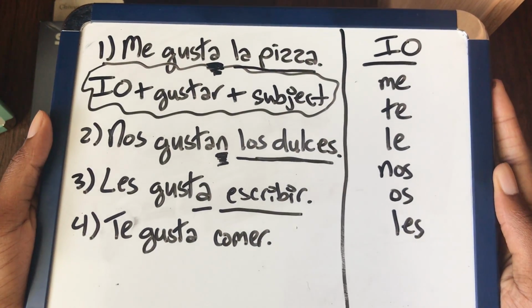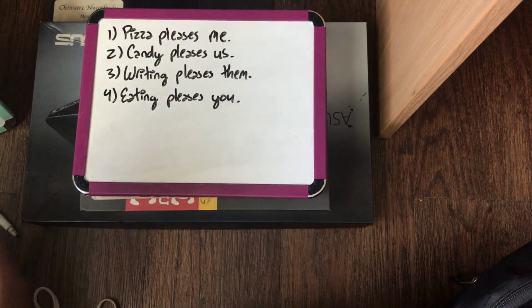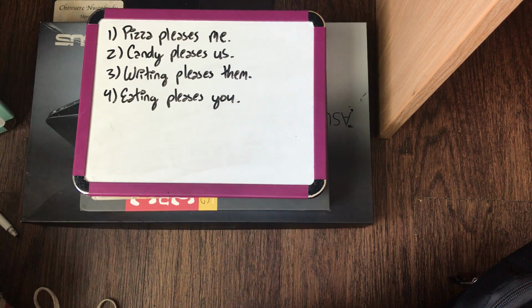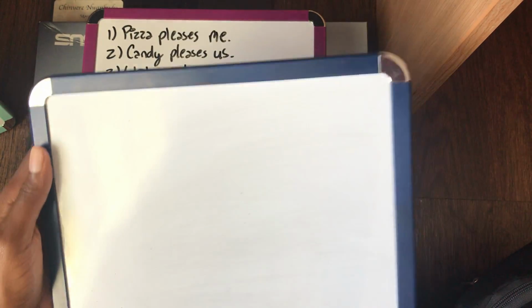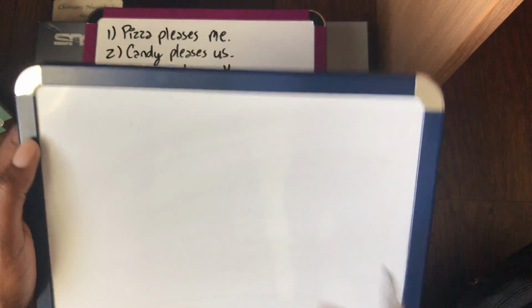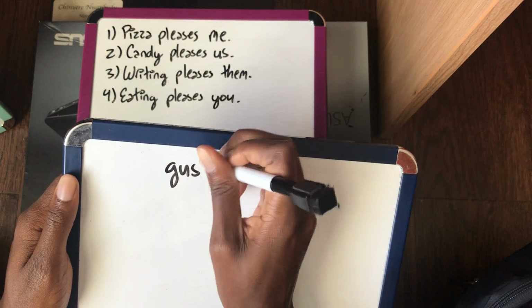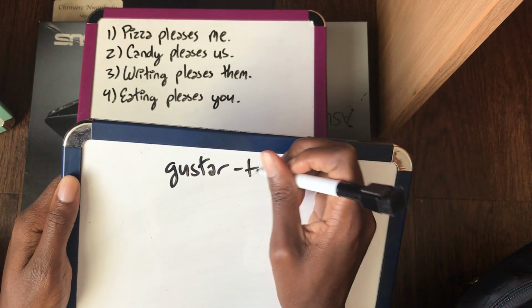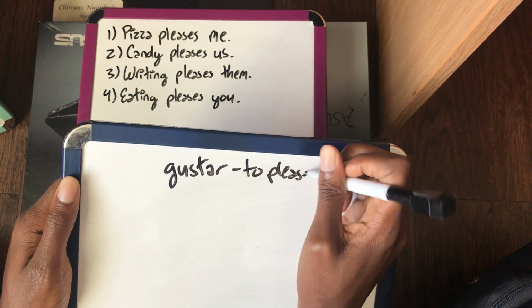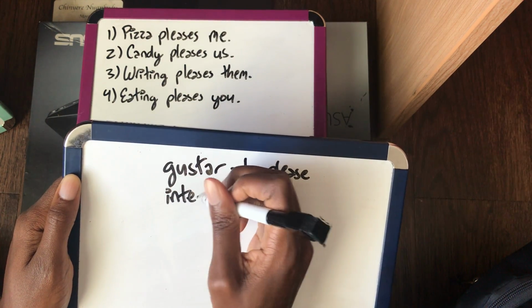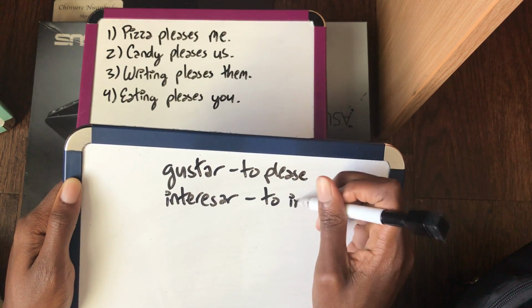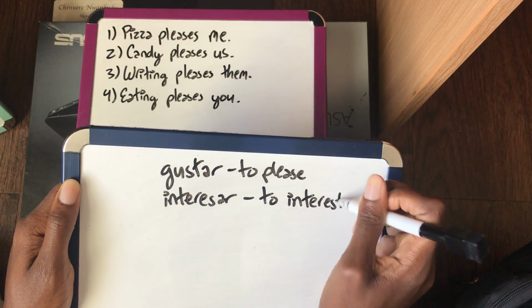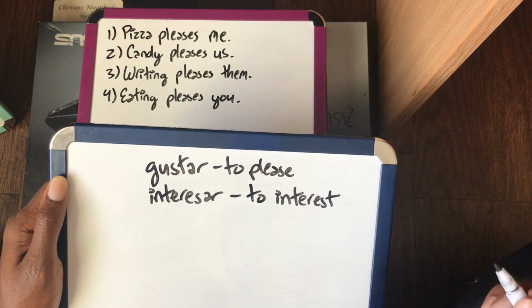So hold that up in case you want to see again. And I'm trying to think of what else to talk about with this verb. So there are other verbs like gustar. Here are some of them. Actually, I posted a list of them on the blog if you scroll down some, but I can write some of them. So there's gustar, to please. There is interesar, to interest. Is that how you spell that? Maybe, I don't know. To interest.